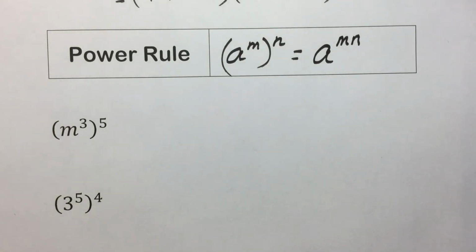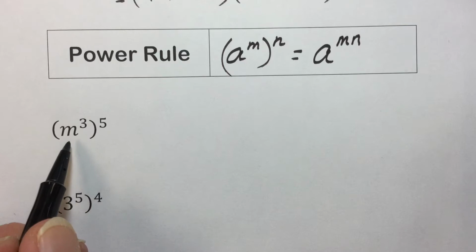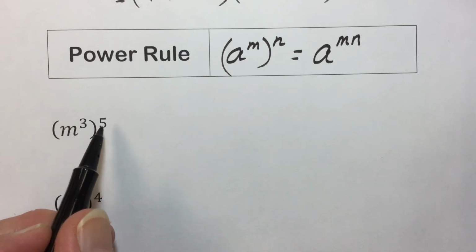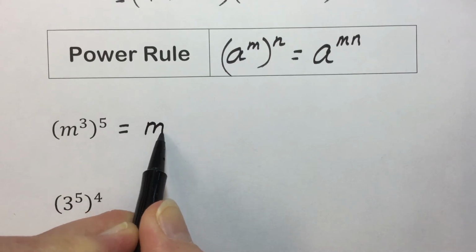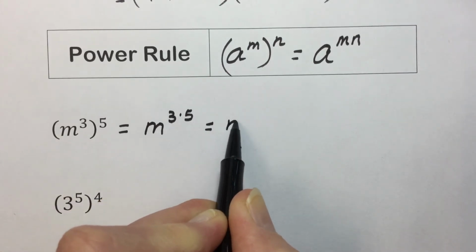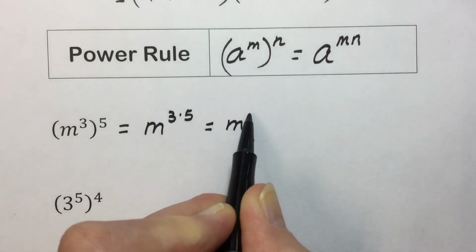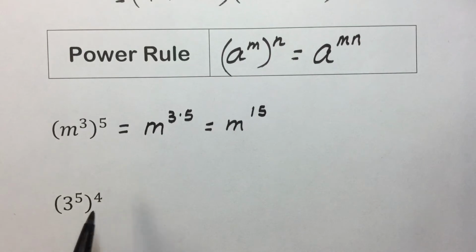Here, applying that rule, we have a base raised to a power, and using the power rule, we will multiply 3 times 5 for an equivalent simplified version of that base m to the 15th power.